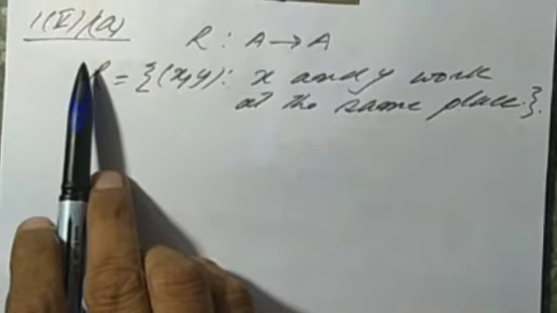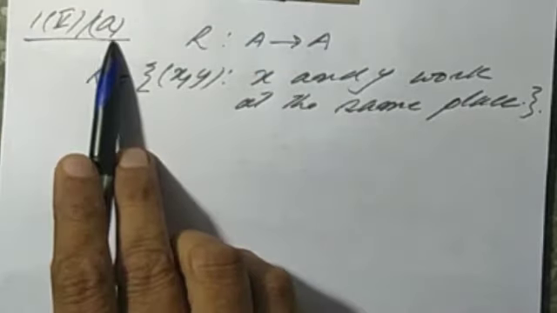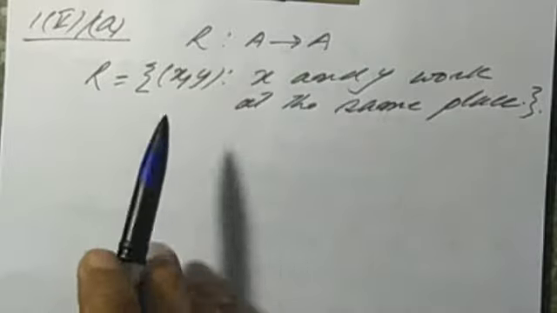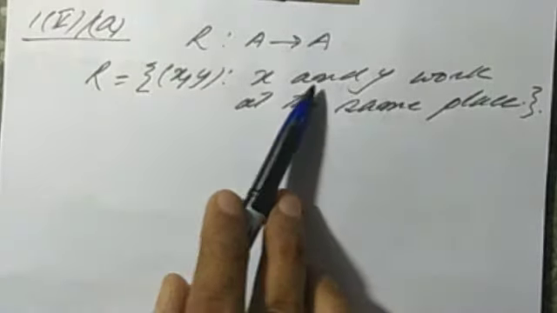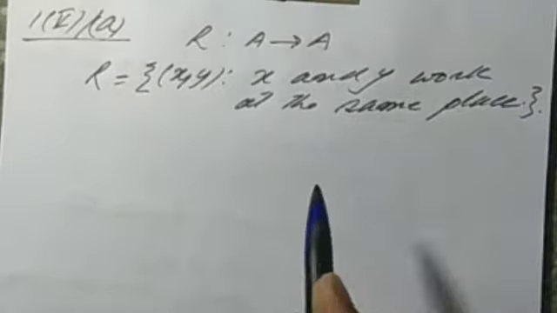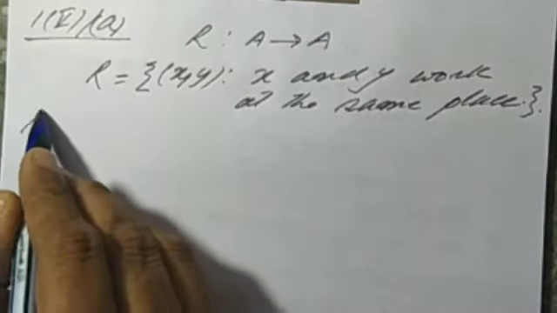Now we come to the fifth part, which has 5 subparts. So we have taken part a. Here R is given as a relation in a set A of human beings in a town at a particular time, given by R is the set of ordered pairs (x, y) where x and y work at the same place. So let us check the reflexivity.